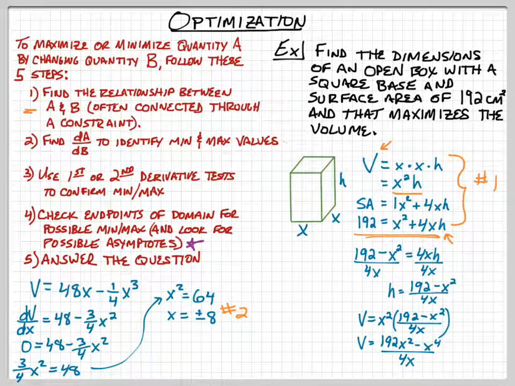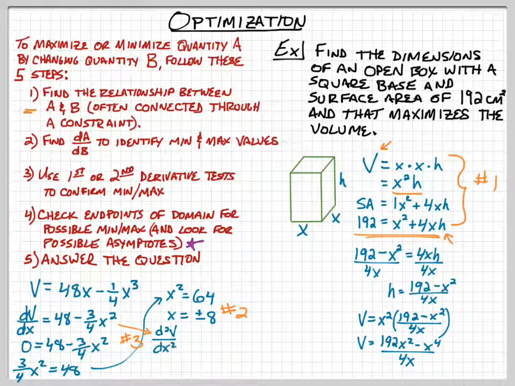This essentially is step 2. So now we found the derivative to identify any possible minimum or maximum values, and that's going to happen when our dimension for our base is 8. So our x value could be positive 8 or negative 8. Now we're going to move on to number 3, and that's going to be using the first or second derivative test to confirm the minimum or maximum value.